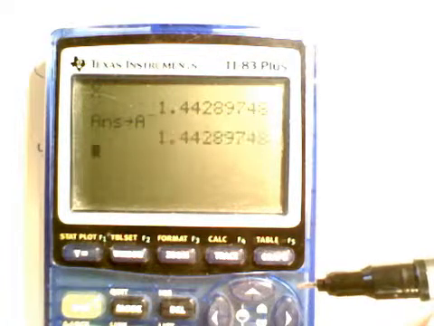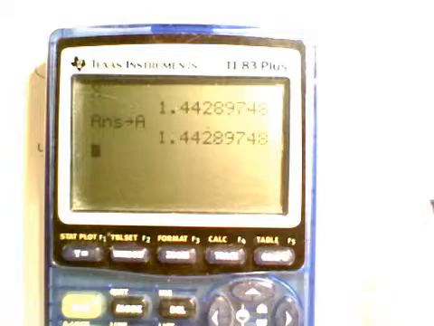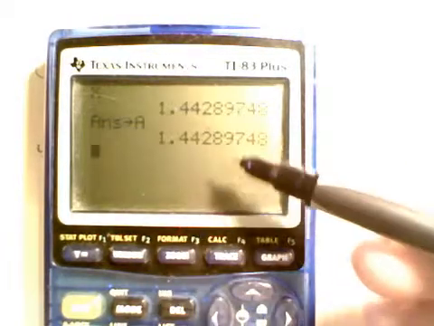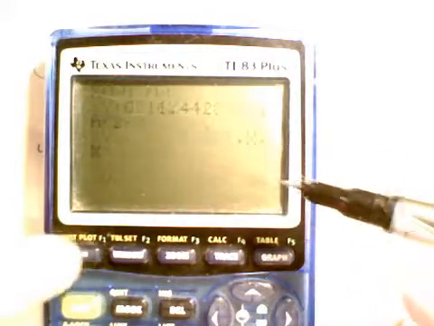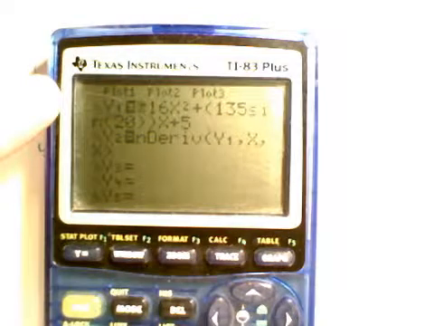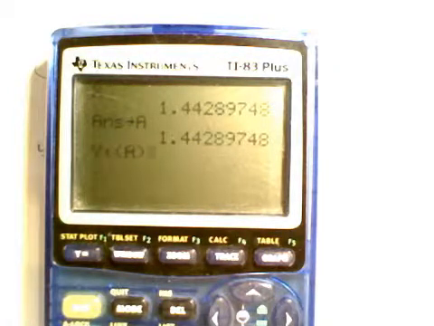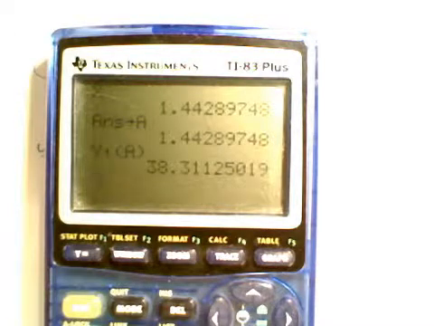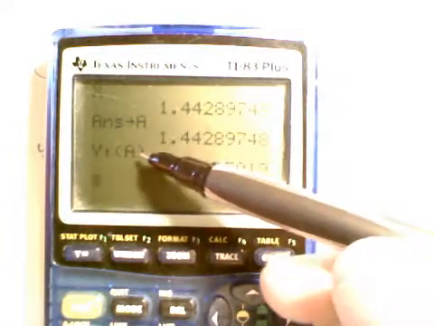So answer, I'm going to store that in alpha A because I'm going to be using that. Because what I want to know now is the height at that time. The height at that time is the y value at that time. Well, I already have the y value stored in there. I don't need to do what I did for problem number 41 and type it all in. Since I already stored my y1, I can go back here and say vars, y variables, y1 at alpha A. And y1 at alpha A is going to give me the y value, meaning the height of the ball at that time when the height of the ball is at its maximum.